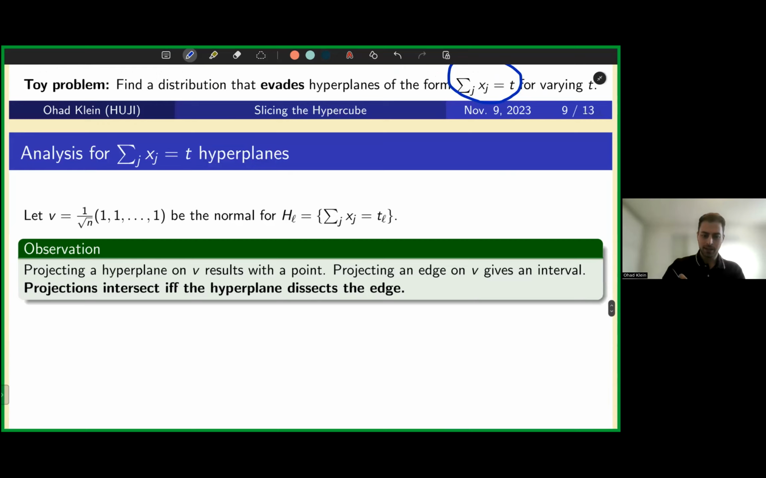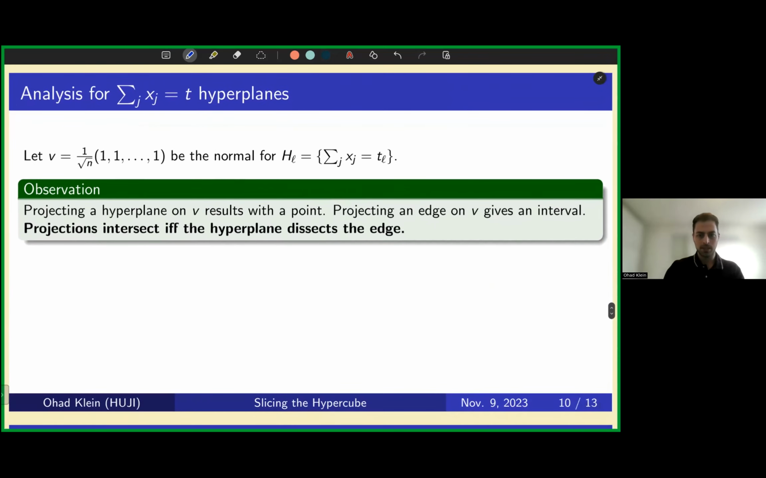Now let us have a slightly more explicit analysis of this example. So define the normal vector v to be the normal vector to these hyperplanes. And the crucial observation in our final proof is that if we project a hyperplane on its normal vector v, then we get a single point. Moreover, if we project an edge in the cube on v, we get an interval. The claim is that the hyperplane dissects the edge if and only if the projected point and interval intersect.